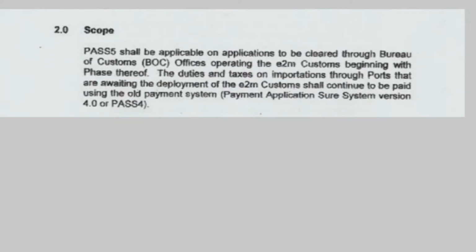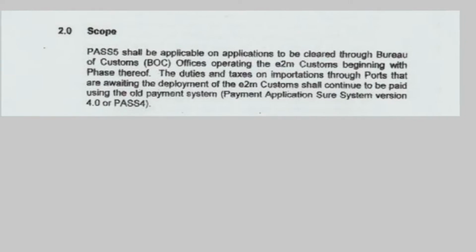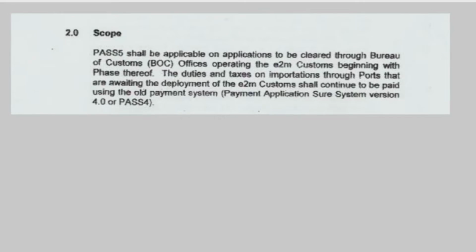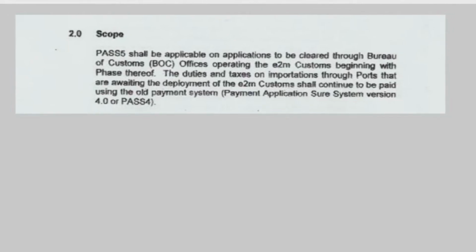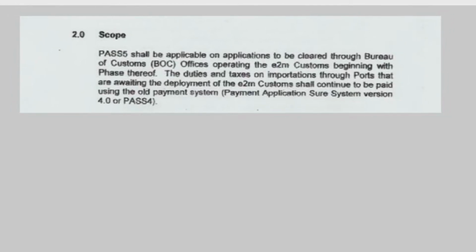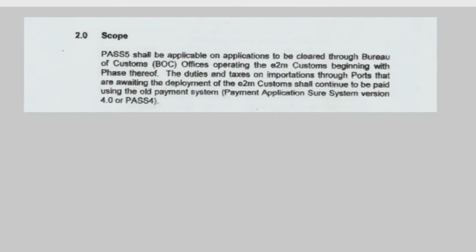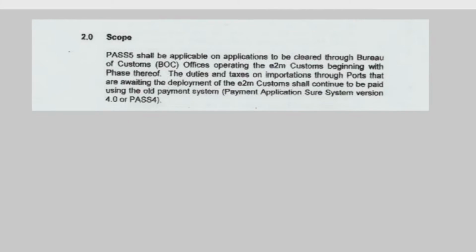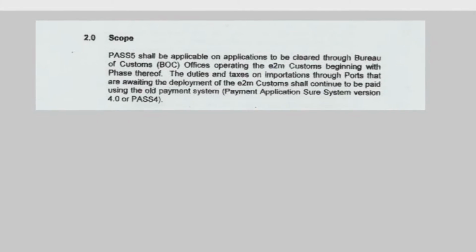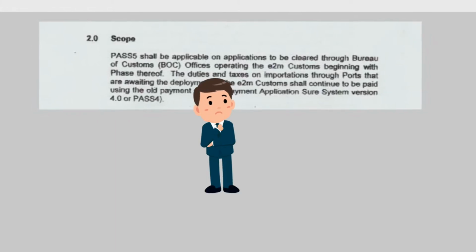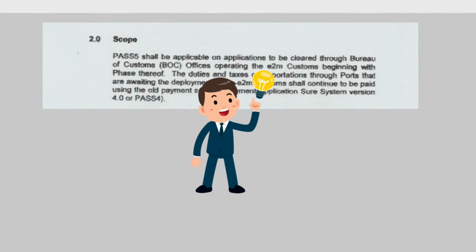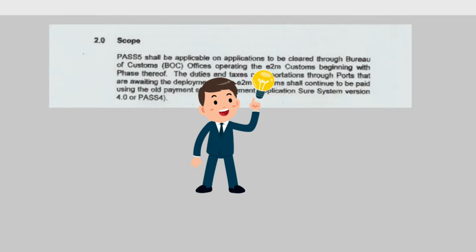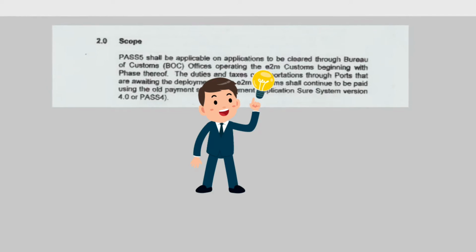The PASS5 shall be applicable on applications to be cleared through the Bureau of Customs offices operating the E2M customs, beginning with phase thereof. The duties and taxes on importations through ports that are awaiting the deployment of the E2M customs shall continue to be paid using the old payment system or the PASS4. So since again, as I've said, the Bureau of Customs is already automated, then all of the payment of duties and taxes are now being done through the PASS5.